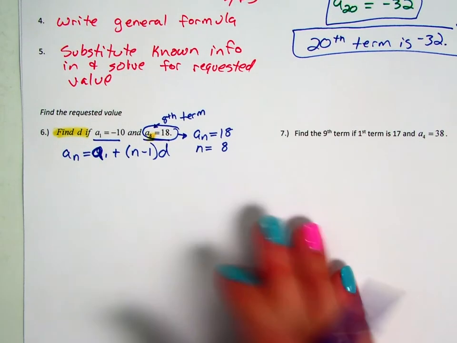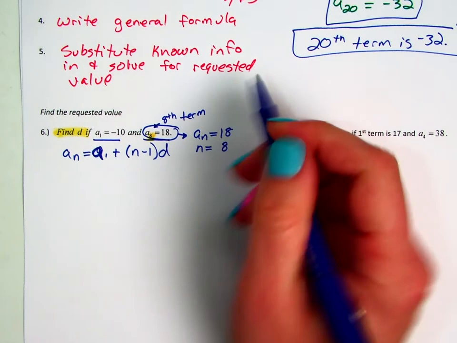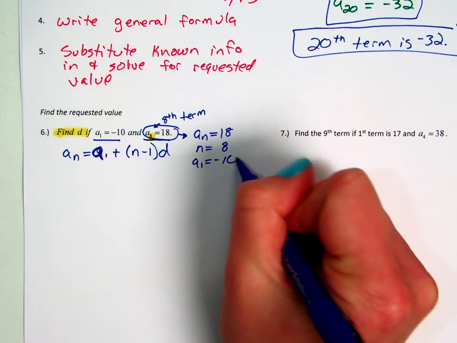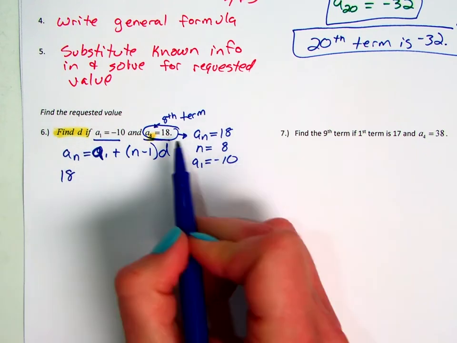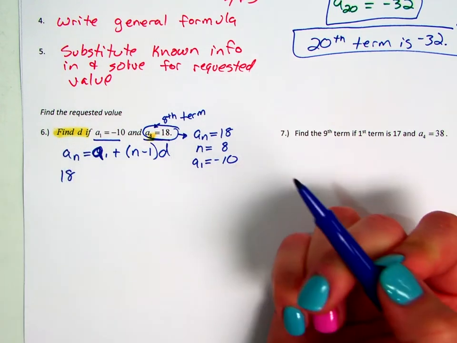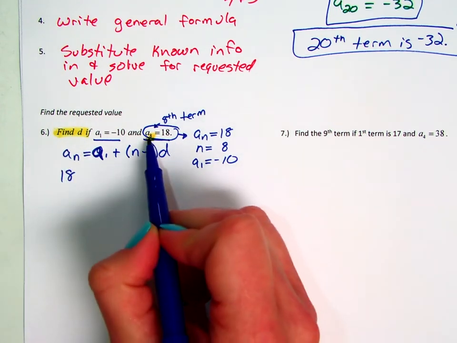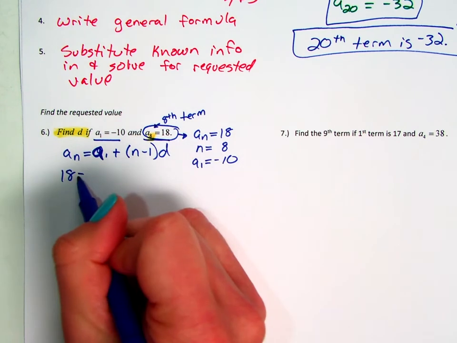Okay, so we know these pieces. We also know a sub 1 equals negative 10. So I can substitute 18 in for a sub n, because this means the value of any term, and especially a term that's not 1. Well, we know the value of the term is 18, so we can put that in there.